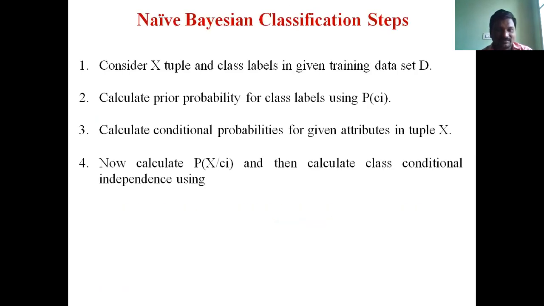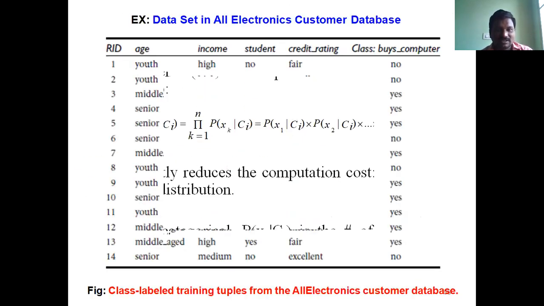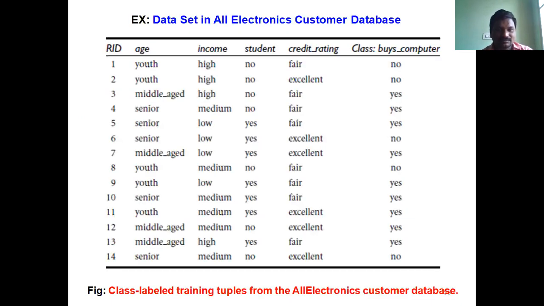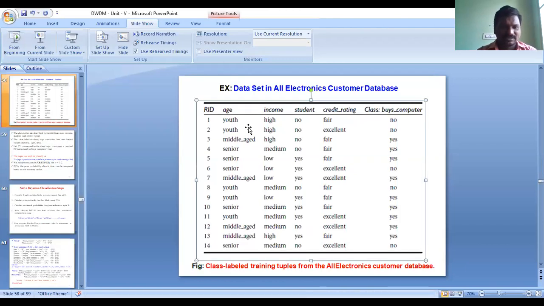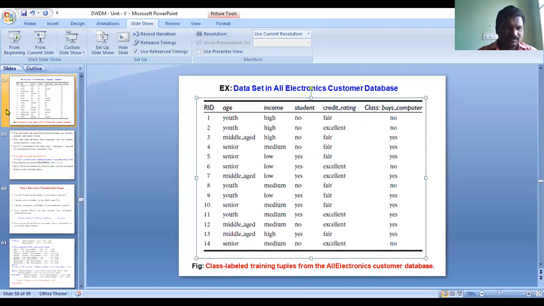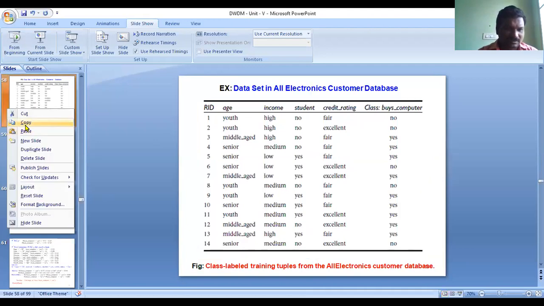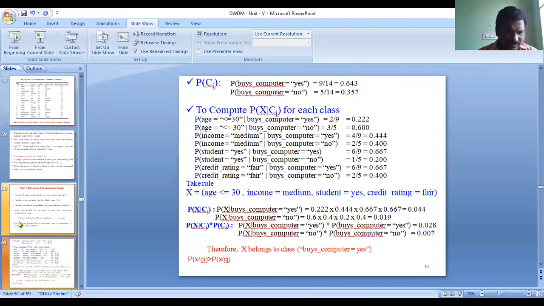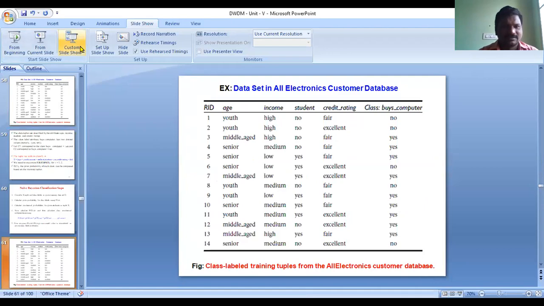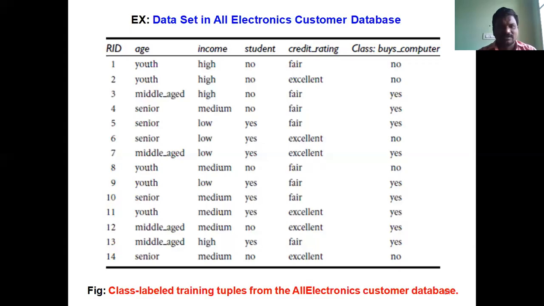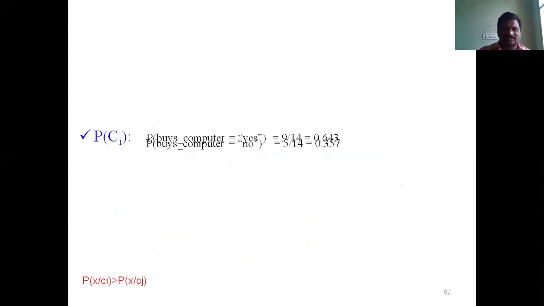In this case, for example, for the same tuple, I am taking this tuple. What is this tuple? Copy it for simplicity, so it is easy to identify the values, and paste it here. Here there is a data set. For this data set, how can you apply naive Bayesian classification?